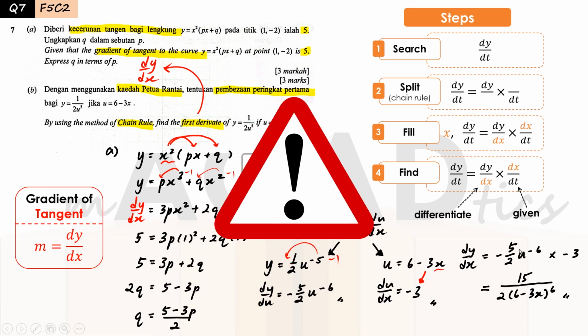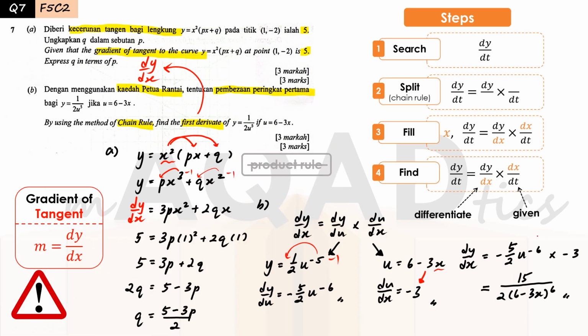So this u part, make sure to change back to x. Don't remain this part as u6. It will be wrong, because here you have written that it is dx, not du. Alright, so everything must be x at the last step. Which is why this u, I change it using this one here.